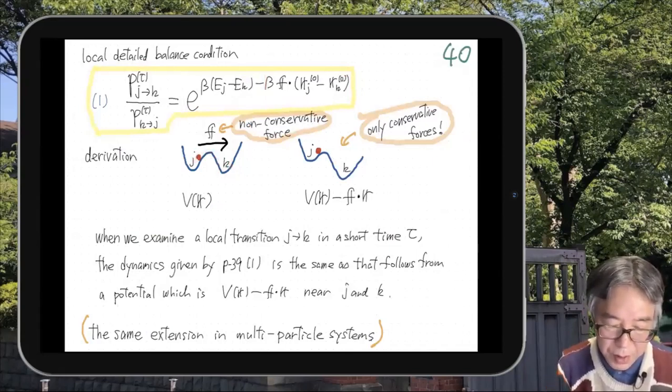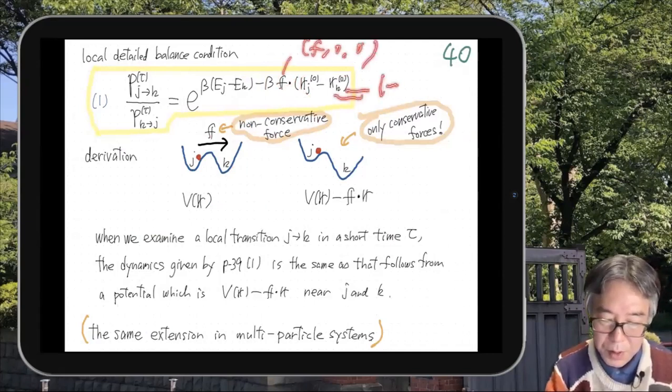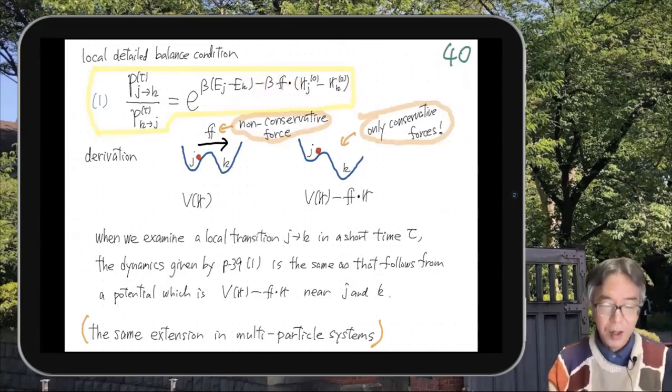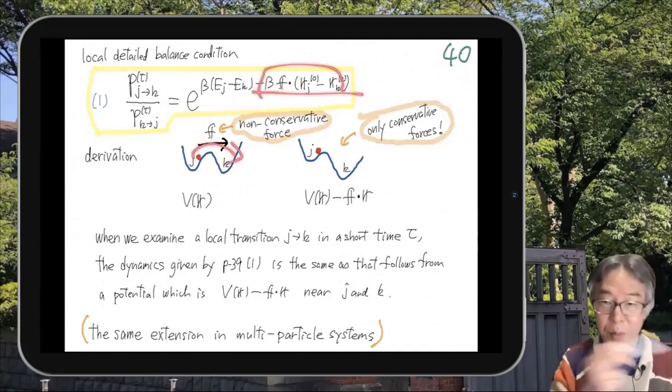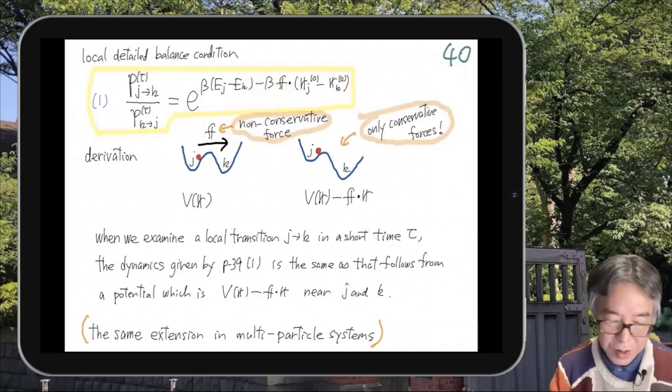For example, suppose that F is a force like this, pointing in this direction, and suppose that J and K are like this, okay? And then you can compute that this becomes, if this is F, 0, 0. This is something like minus delta R, 0, 0, where delta R is a positive thing, and the inner product is minus delta R. So everything becomes a positive number. Anyway, you see that this term encourages the hop from left to right, and discourages the hop from right to left, very naturally.